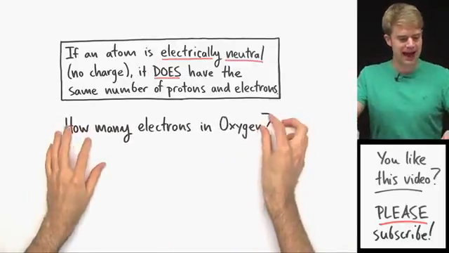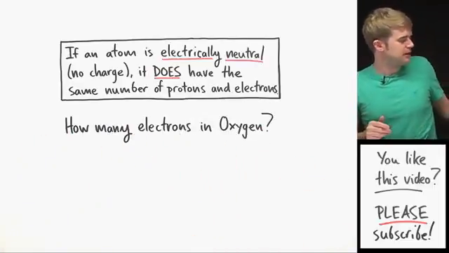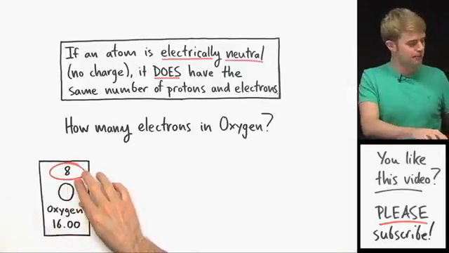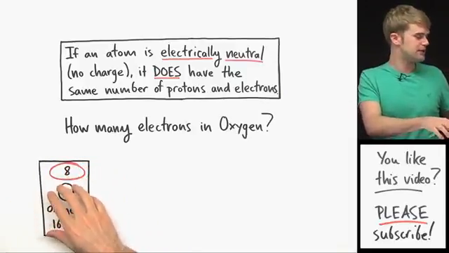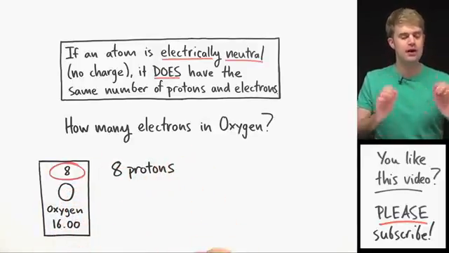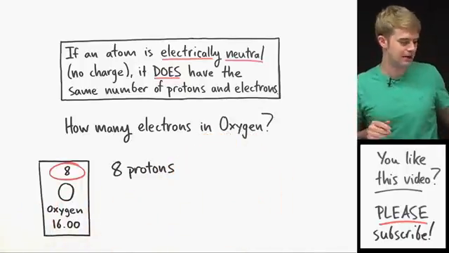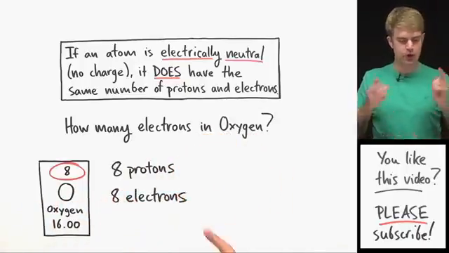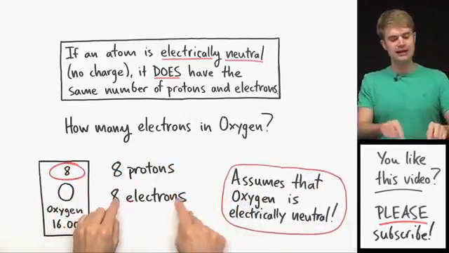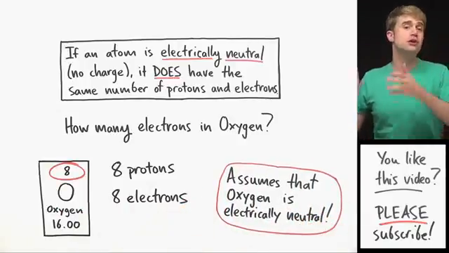So if somebody asks you how many electrons are in oxygen, you might take a look at the periodic table, find oxygen. This number up here is the atomic number, which gives you the number of protons. So we can say that there are 8 protons in oxygen. Now, if we assume that we're talking about an electrically neutral oxygen atom, then this atom is also going to have 8 electrons. 8 protons from here equals 8 electrons. That assumes that the oxygen is electrically neutral.